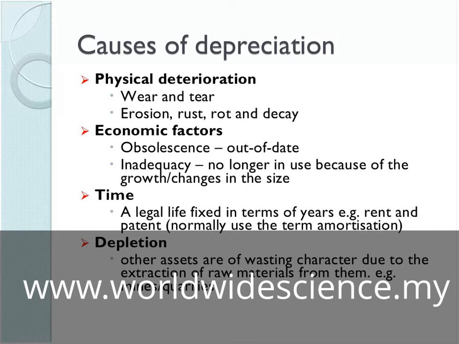Normally the term amortization is used. We say amortization for time, and depletion, as assets are wasting away due to the extraction of raw materials from them, and so on. So I am just giving you examples, which are called the examples of the causes of depreciation.